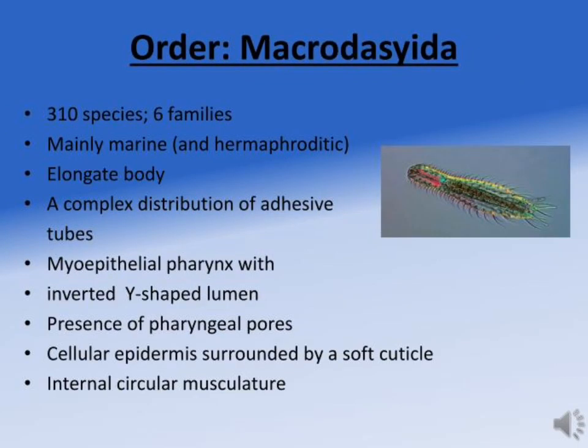Order Macrodasyida: 310 species and 6 families, mainly marine and hermaphroditic, with an elongate body, a complex distribution of adhesive tubes, a myoepithelial pharynx with an inverted Y-shaped lumen, presence of pharyngeal pores, a cellular epidermis surrounded by a soft cuticle, and internal cellular musculature.